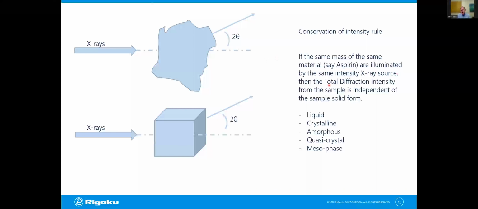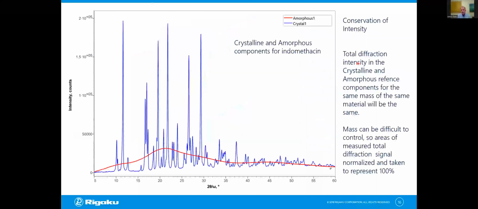So it doesn't matter whether our aspirin is liquid, whether it's crystalline, it's amorphous, it forms some weird quasi-crystal mesophase, it makes no difference at all. The total diffraction intensity, the total diffracted area from that sample, will be constant if you have the same mass of material involved. And this is the conservation of intensity rule. It only really depends on the electron density within the sample itself, as we'll see as we go through these examples. So you may or may not believe that, but it is a fact, and you can test it.